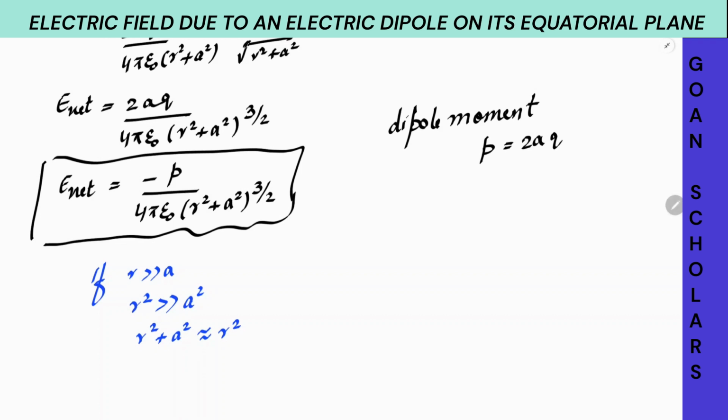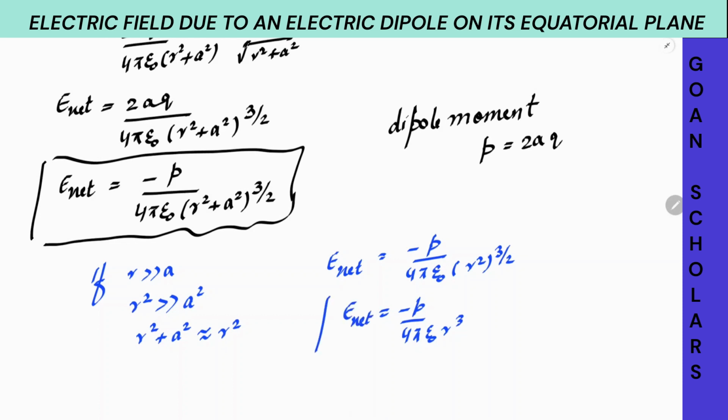In that case, this expression will take the form minus P upon 4 pi epsilon naught, r square, whole power 3 by 2. The 2 cancels, we are left with minus P upon 4 pi epsilon naught r cube. So what we conclude here is the net electric field due to a dipole is inversely proportional to r cube, while for a single charge it is r square. I hope this is clear.